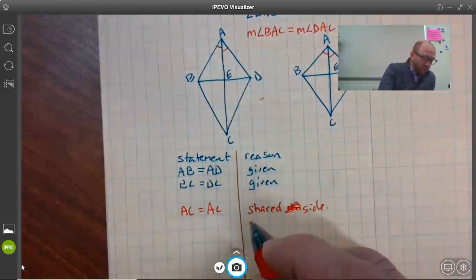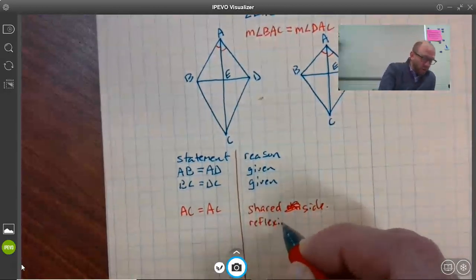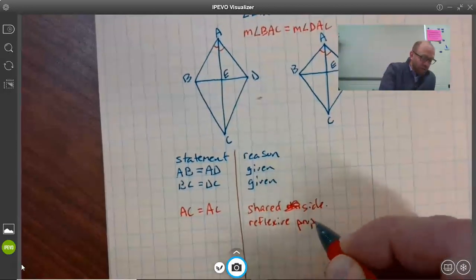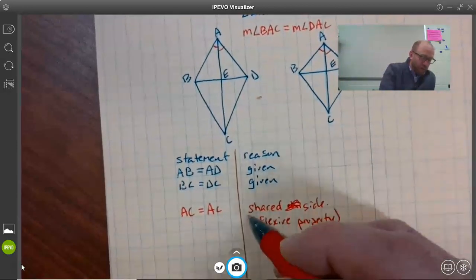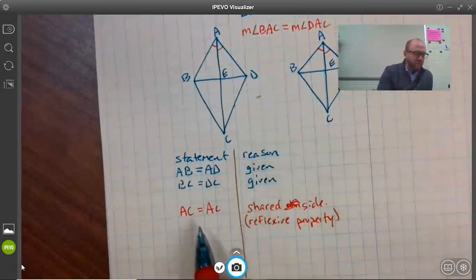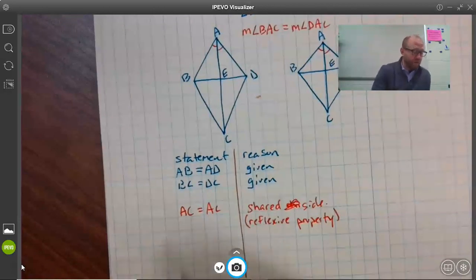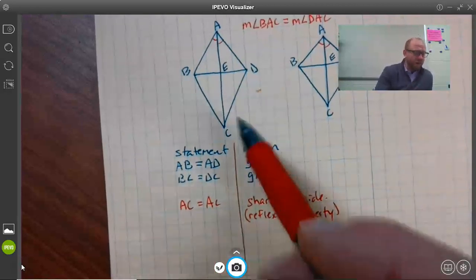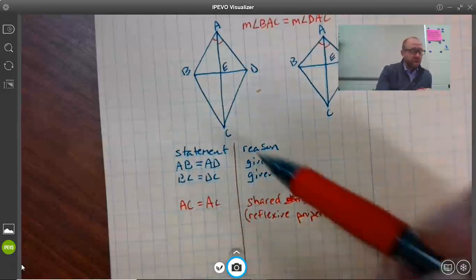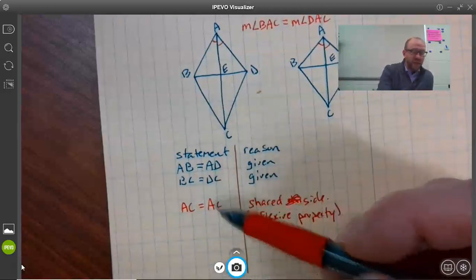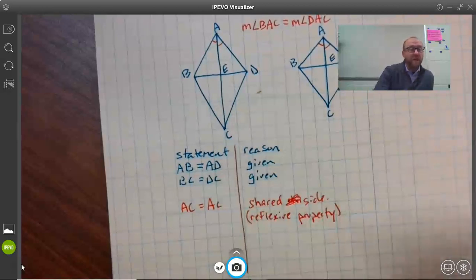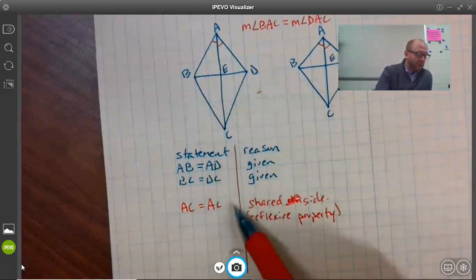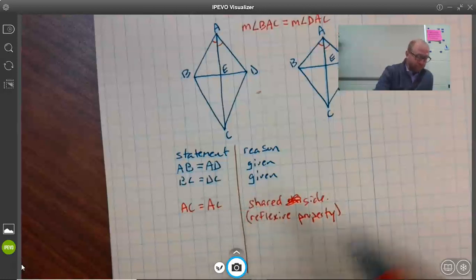You'll also sometimes see reflexive property. Reflexive property is just this property that says that everything is the same as itself. Every number is equal to itself. And this length AC is a number. Every length is equal to itself. Which seems kind of silly. Why do I have to say that? That's obvious. But the reason why I have to say that is because I need to have 3 pairs of corresponding sides being the same length in order to prove that the triangles are congruent. And so they all have to be listed here.